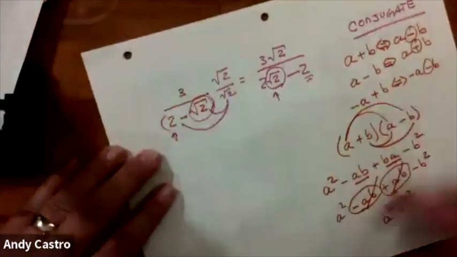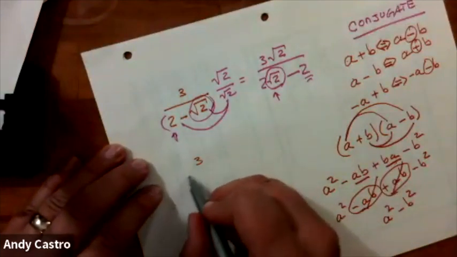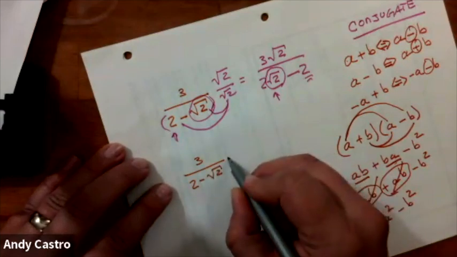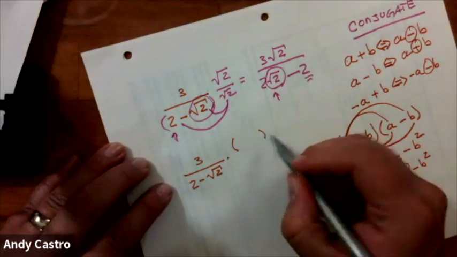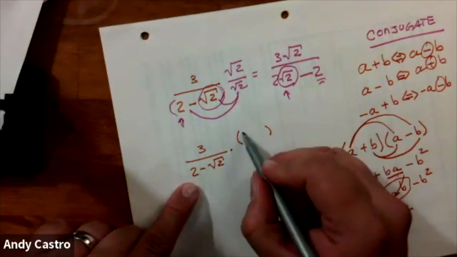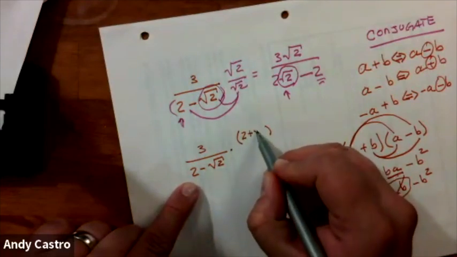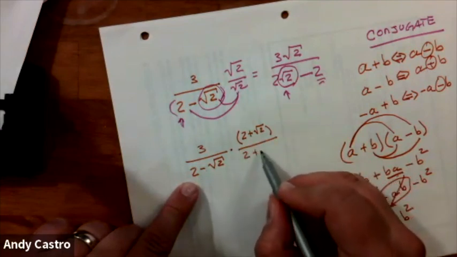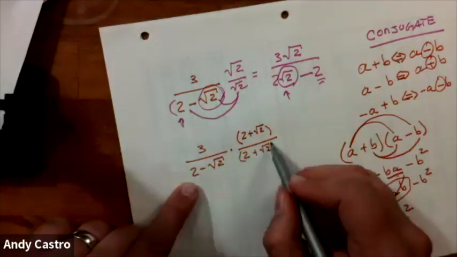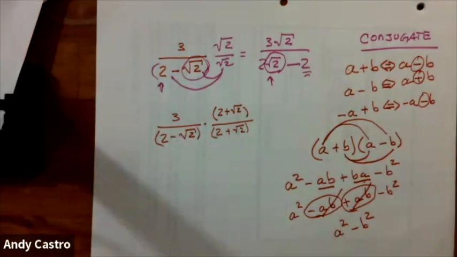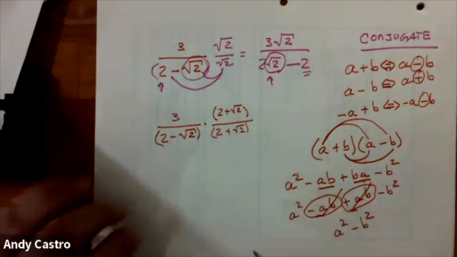Okay, so what does that look like? Well, I'm going to take this 3 over 2 minus the square root of 2, and I'm going to multiply the top and the bottom by the conjugate of the denominator. So the conjugate is 2 plus the square root of 2. And I'm going to do the top and the bottom, 2 plus the square root of 2. And just remember that vinculum means that there are implied parentheses.